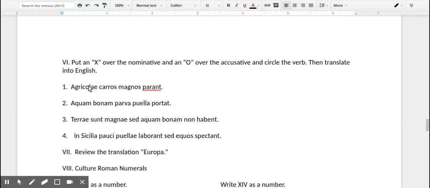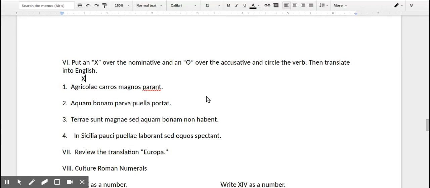Now this is X over the nominative and O over the accusative. So remember, in a Latin sentence, the word order doesn't matter, so you really have to look at the case endings. For your nominative, you're looking for A, AE, US, R, and I. And for your accusatives, you are looking for am, os, or as.